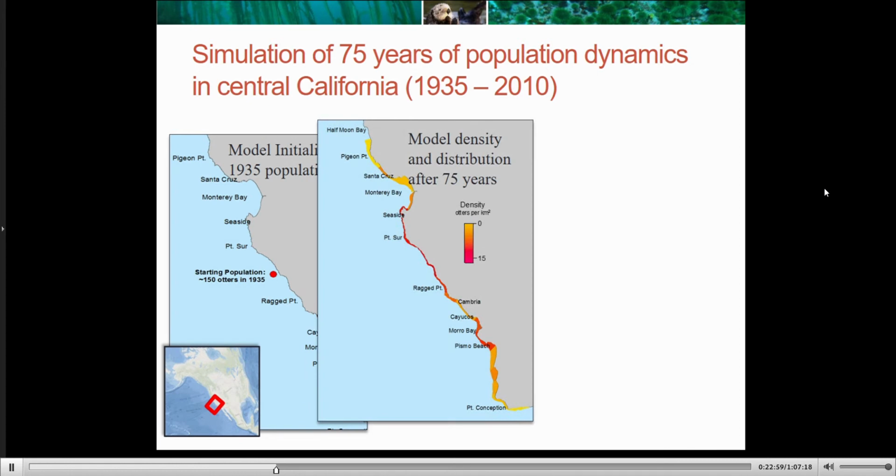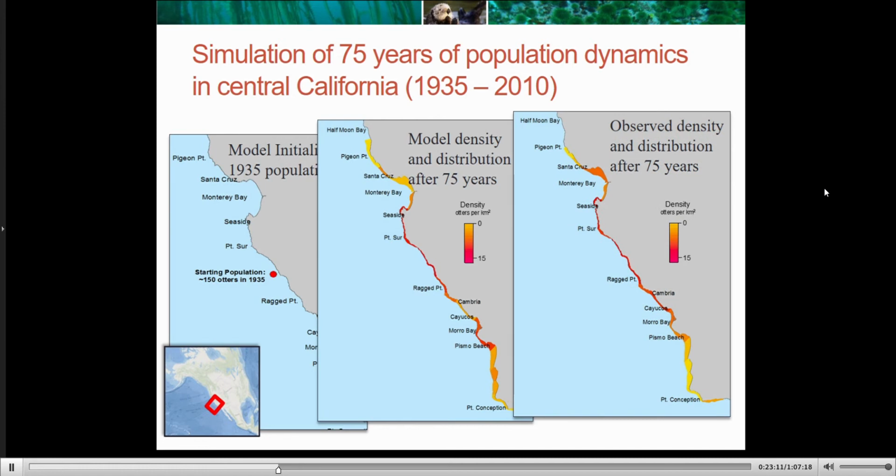Again, it's a simple spatial diffusion model, so there's nothing particularly complicated about it. And we end up with estimated variation in abundance up and down the range. And this is what we actually see, the observed density distribution after 75 years. And again, these agree pretty well. There are some slight differences, but for the most part, they agree quite well.